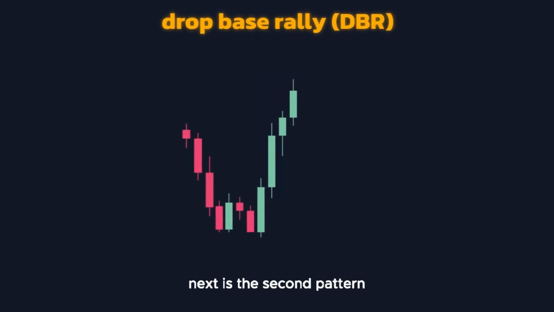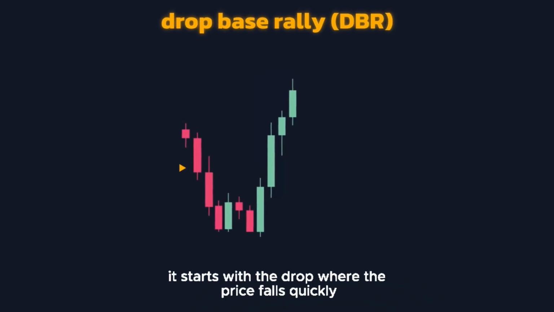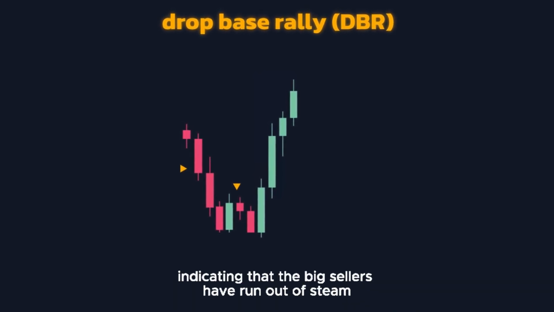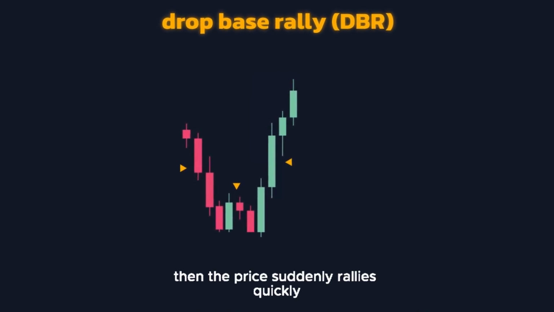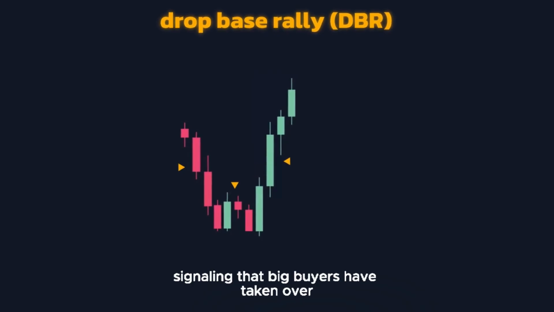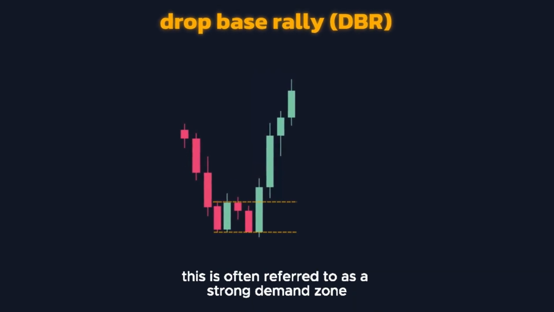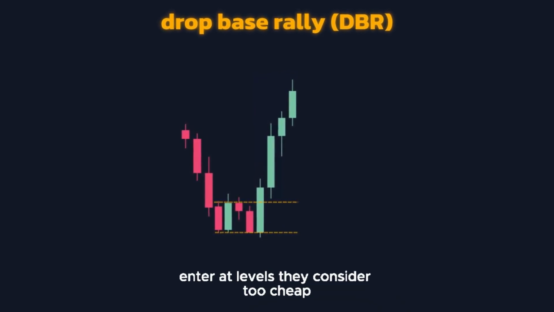Next is the second pattern, which is drop base rally. It starts with the drop where the price falls quickly, then the price consolidates at the base, indicating that the big sellers have run out of steam. Then the price suddenly rallies quickly, signaling that big buyers have taken over and triggered a reversal. This is often referred to as a strong demand zone, because major buyers enter at levels they consider too cheap.